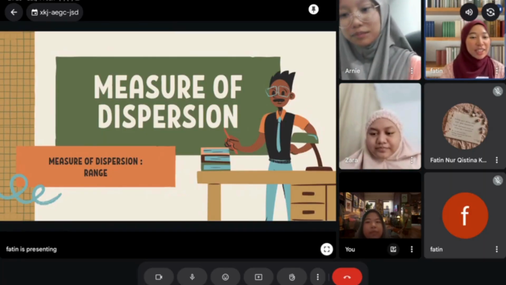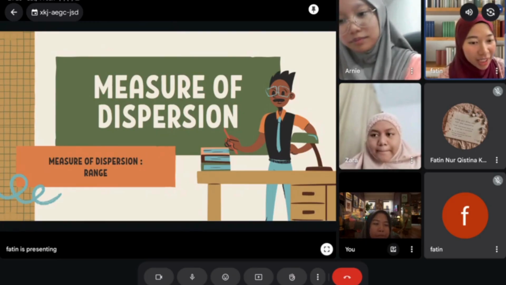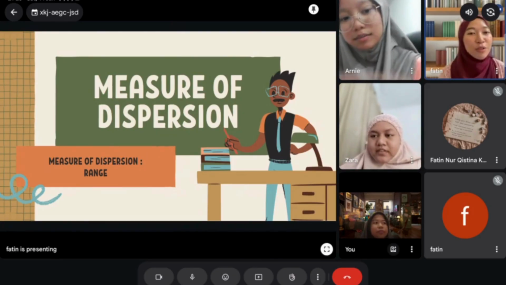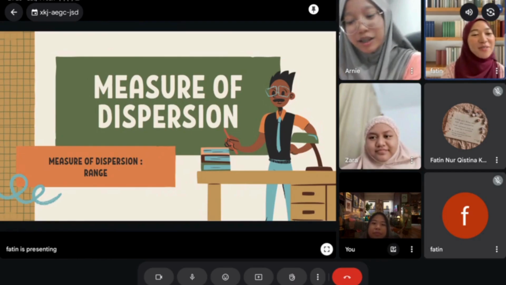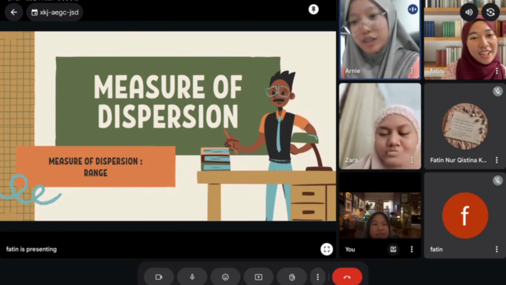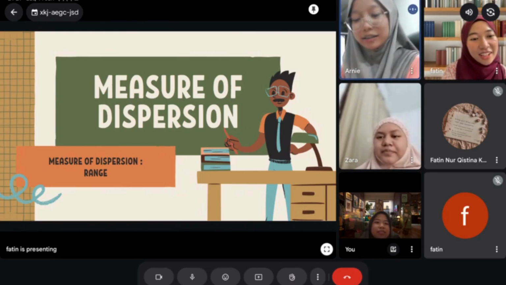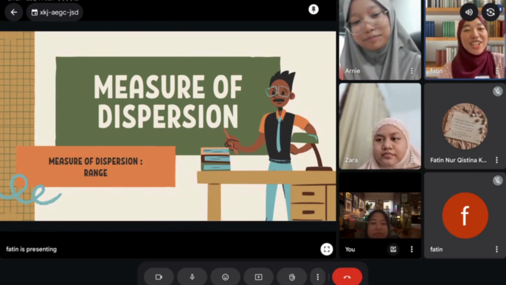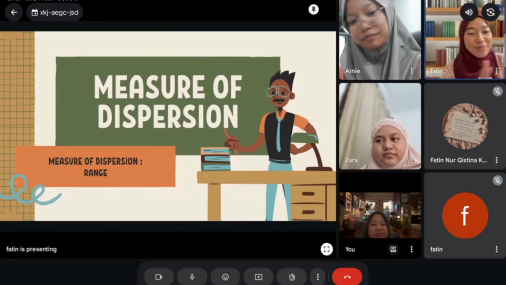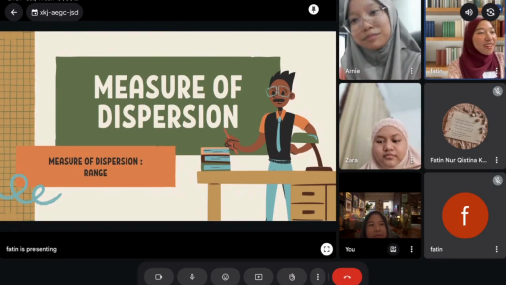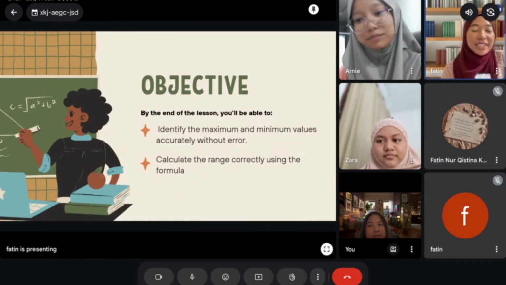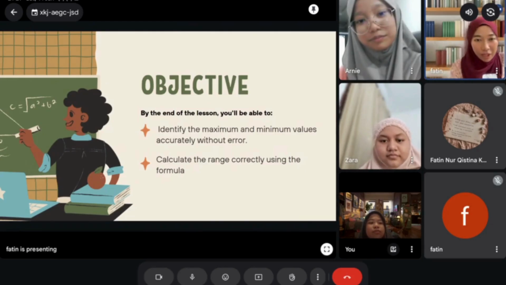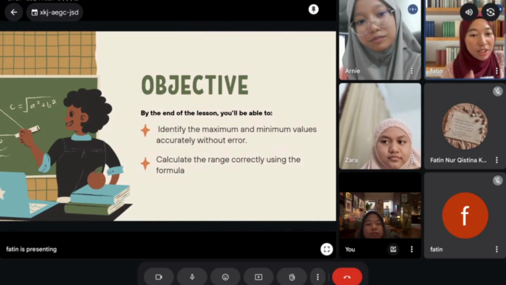So today we will learn about chapter 8. So any one of you know what is chapter 8? Okay, Arni. Chapter 8, Form 4 is measure of dispersion of an ungrouped data. Yeah, that's correct. So basically today we will learn about measure of dispersion. By the end of this lesson, you will be able to identify the maximum and minimum values accurately without error and calculate the range correctly using the formula.